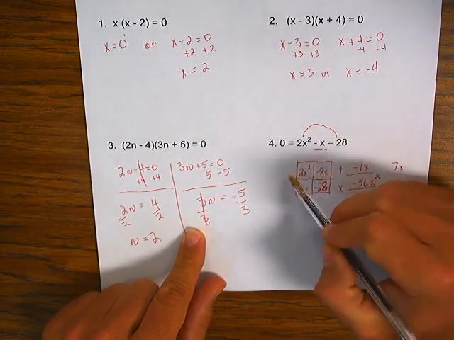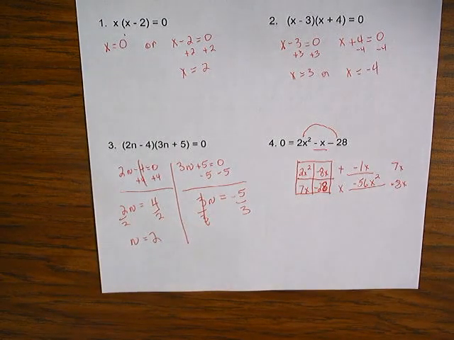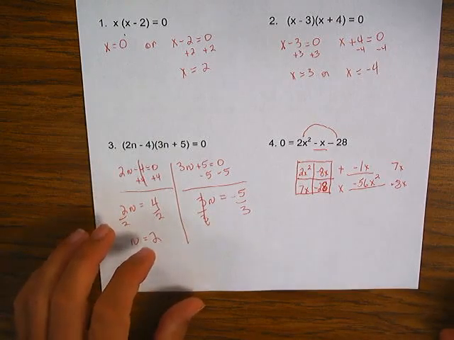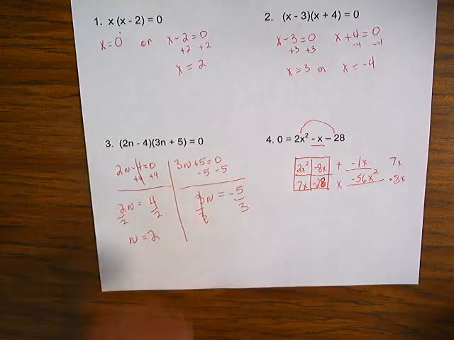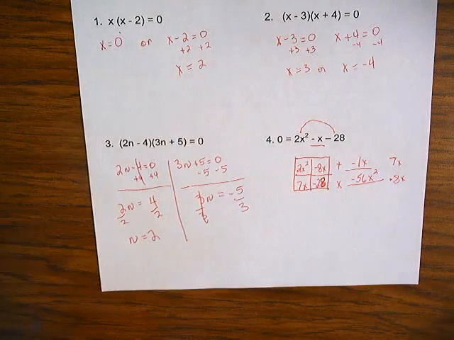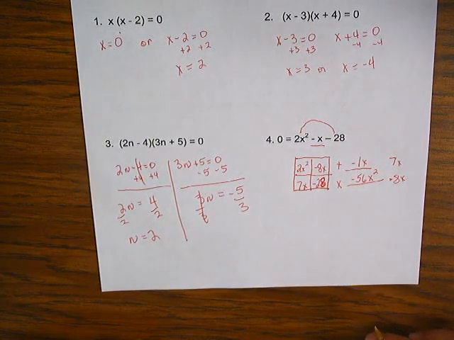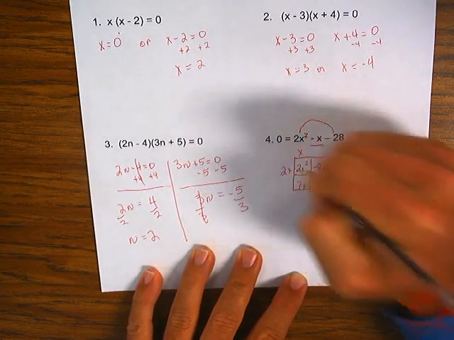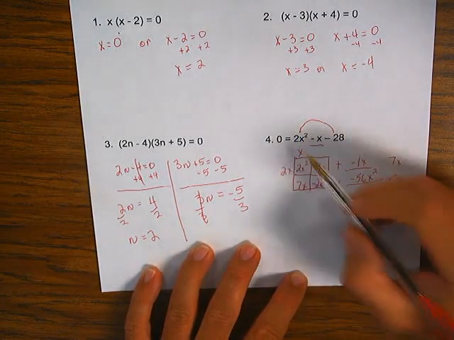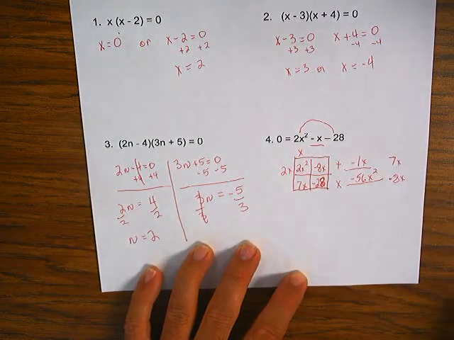What am I going to multiply together to get 2x squared? X and 2x, right? Now, what do I need to put on the top, x or 2x? X, because 2x will not go into 7. So x times what is 7x?